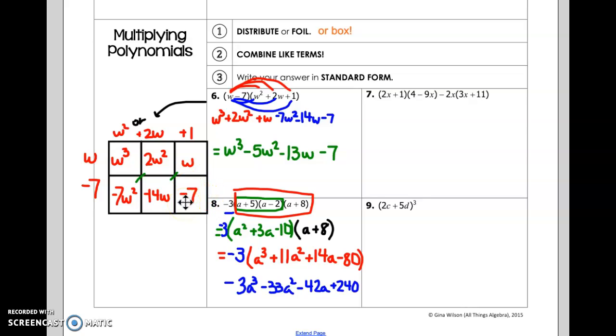Okay, for ones like number 8, I kind of tried to box around what I did first. So I decided to just distribute or FOIL between those first two binomials, and that's in green. So I got a squared plus 3a minus 10. Then I'm going to take that answer times a plus 8. Okay, so I distributed all of those, combined like terms there, got my answer in red. So you can either box it or do what we did up with number 6. Double check my math and make sure we're good there.